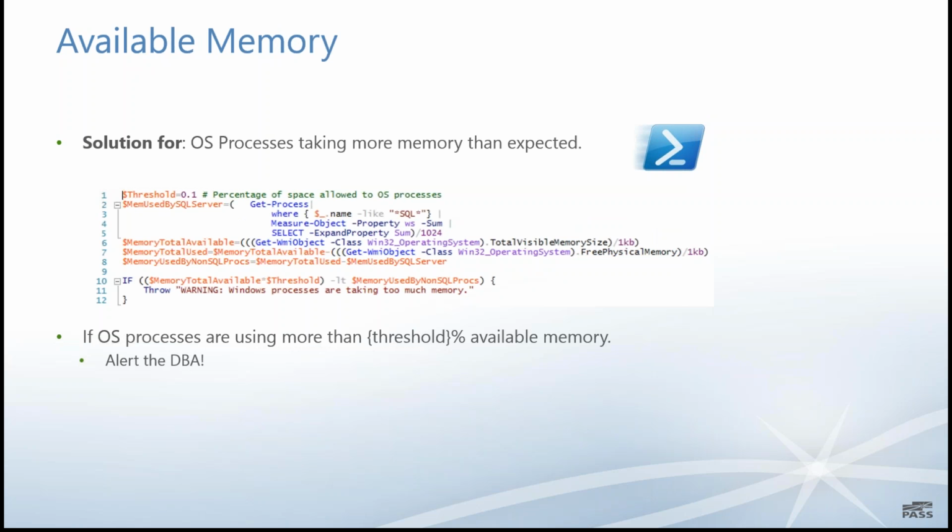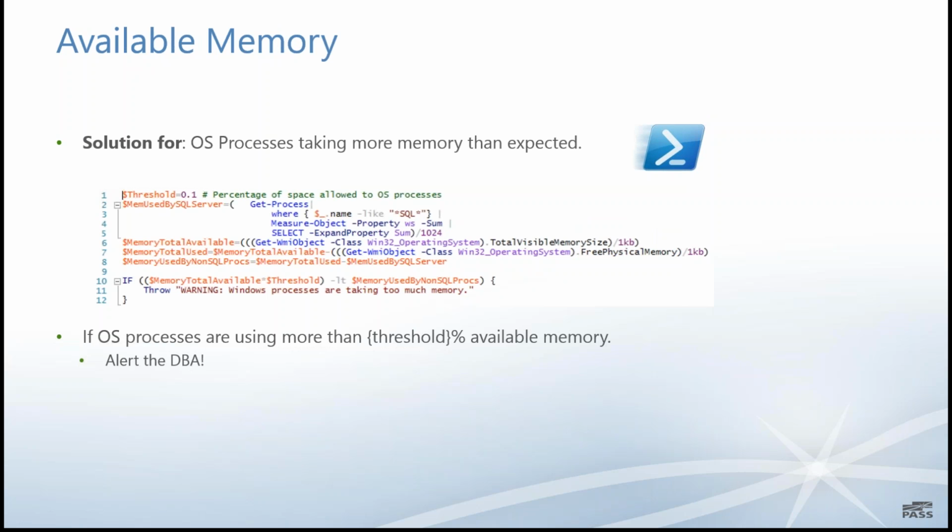So OS processes take more memory than expected. This is kind of tricky. I have this PowerShell script, and it is just looking for the utilized memory for the processes that are not SQL, you can see here. This was the way I found to filter the non-SQL processes.